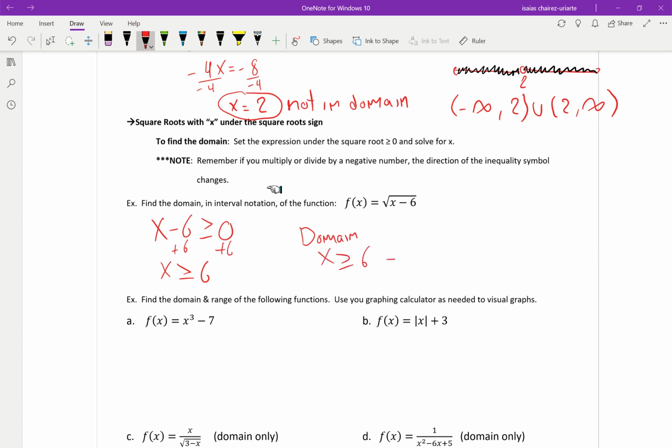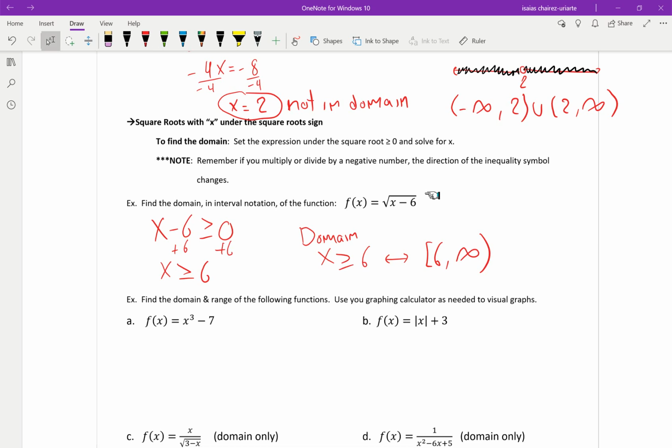Okay, and the interval notation that corresponds to that is bracket 6 to positive infinity. Bracket, because I'm dealing with this type of inequality that allows for equal signs. So 6 is okay. If my x is equal to 6, then I have the square root of 6 minus 6, which is 0, and the square root of 0 is 0, so no problem there.